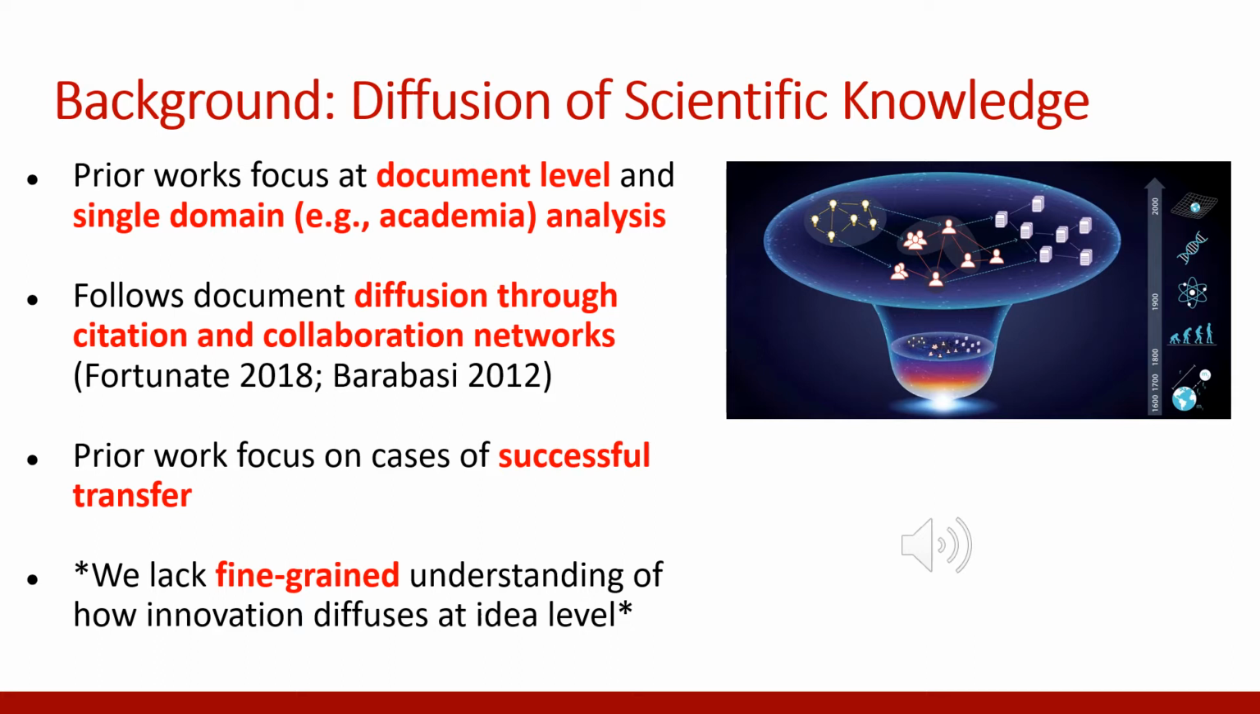In addition, prior research mostly focused on document-level linkages across research and applied domains. What I mean is the citation and the collaboration network. The network diffusion is a biased representation with coarse reference to innovation. And lastly, most of the prior work focused on successful transfer cases. But there is still a lack of understanding to explain why the majority of scientific innovations do not transfer into technological inventions. That's why we need our study to understand how innovation diffuses at the idea level.